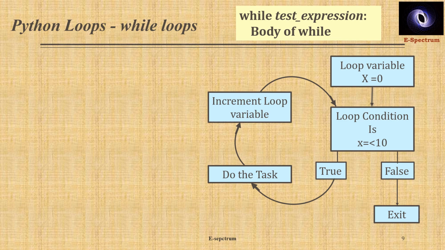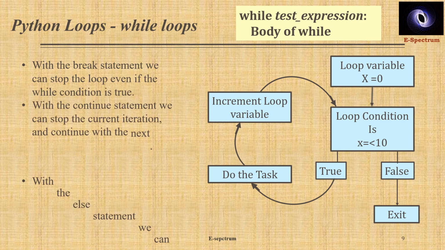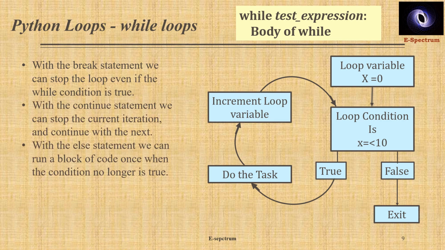Check the condition. If the condition is true, I am supposed to execute the body continuously. When x is not less than or equal to 10, meaning when x becomes 11, the condition is false, and I will come out of the loop. So this is how the loop is executed. Now there are different options of coming out of the loop.